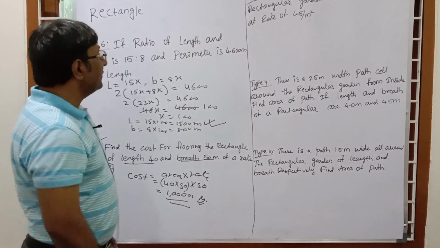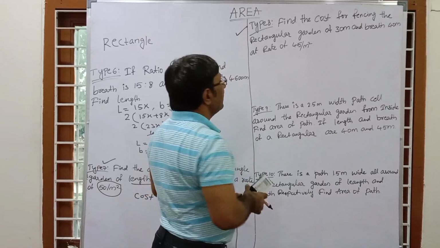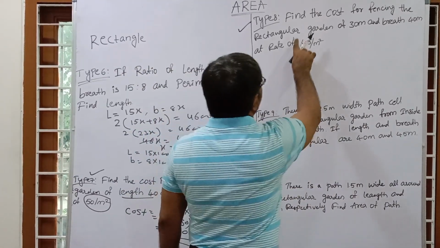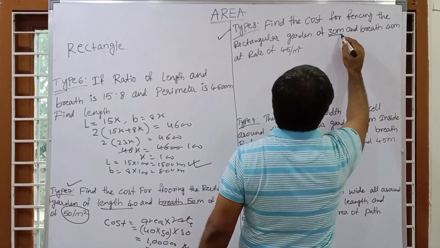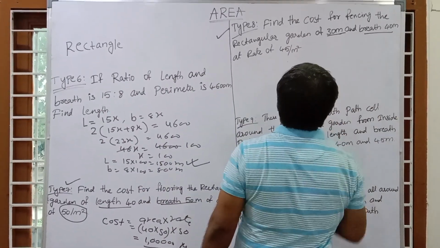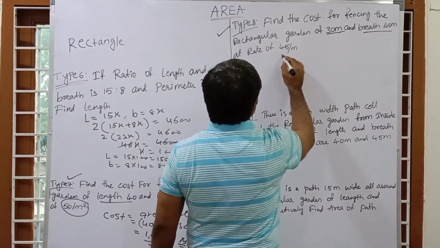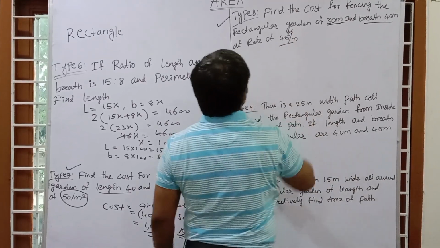In the same way, you see the type number 8 question. What is type number 8? Find the cost of fencing the rectangular garden of 30 meter length and breadth 40 meter, and the rate is what? That is 45 rupees per meter. This is given, 45 rupees per meter.